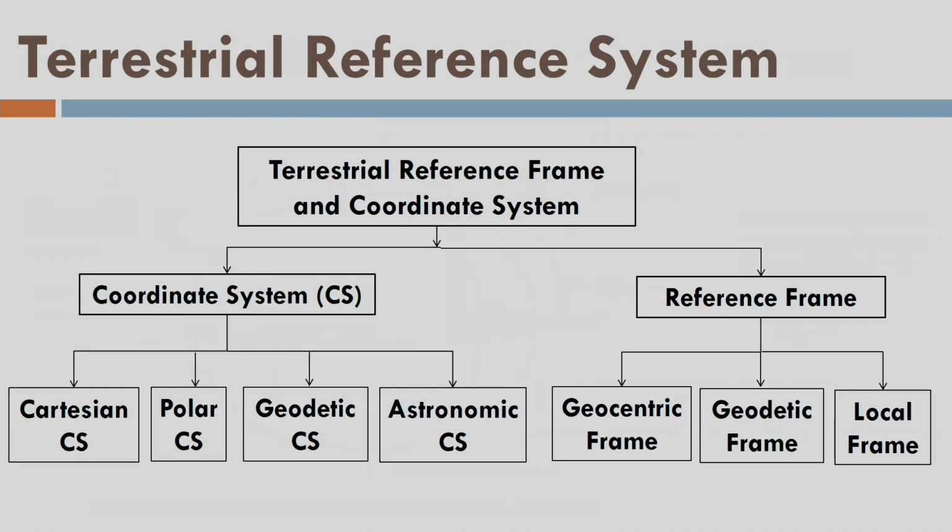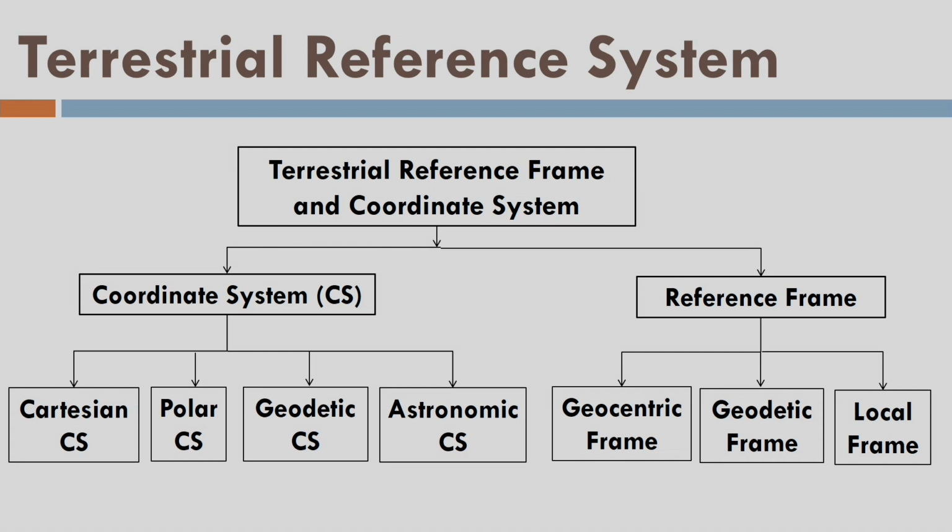So let us conclude all the terrestrial reference systems. We have terrestrial reference frames and coordinate systems like this. We have the Cartesian coordinate system, polar coordinate system, geodetic coordinate system, and astronomic coordinate system, and we have explained how they measure a point. The point is the same, but the coordinate system is a way to measure the point. And all these Cartesian, polar, geodetic, and astronomic coordinate systems are 3D in nature.